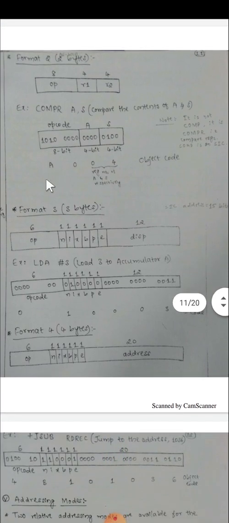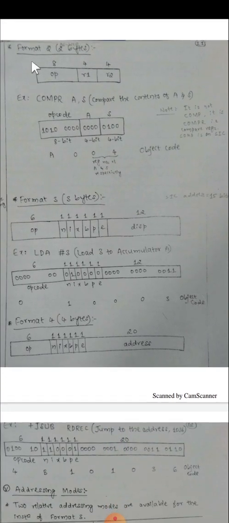Let us move to format number 2. The instructions may be in this format also. First, 8 bits are reserved for opcode, the next 4 bits are for register 1, and the next 4 bits are for register 2. The best example is here, I have written COMPR. Just focus here, it is not only COMP, it is COMPR. It means that it is not only comparing, it is comparing registers. So it is the compare registers instruction.